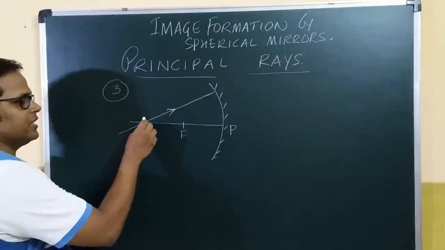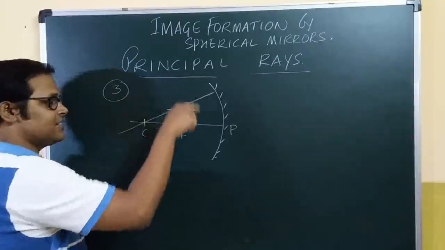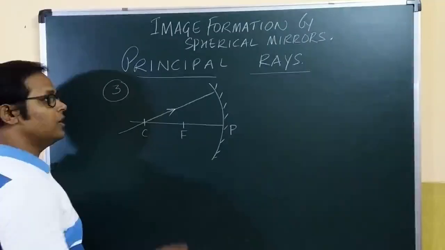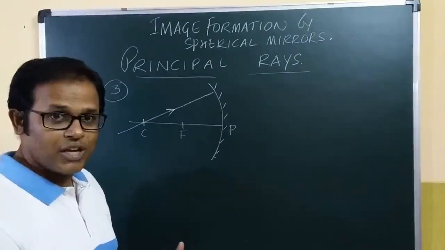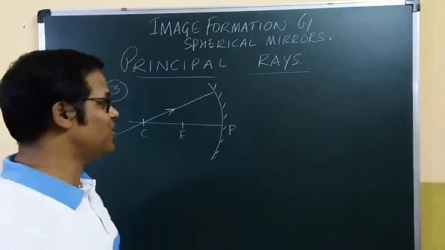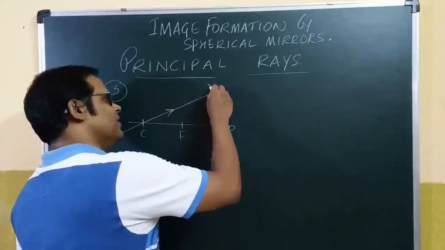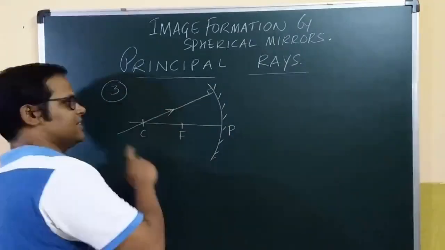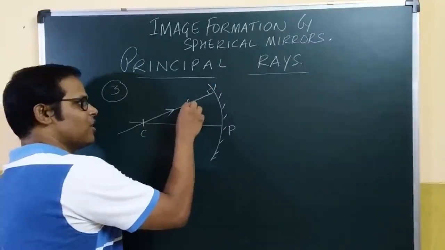Please mind the point, in case a ray of light is incident along the center of curvature and is incident on the concave mirror, in which way is it going to get reflected? Absolutely, I suppose most of you got it right. This is a case of normal incidence. Whenever a ray of light is incident along the normal, it always retraces its own path.